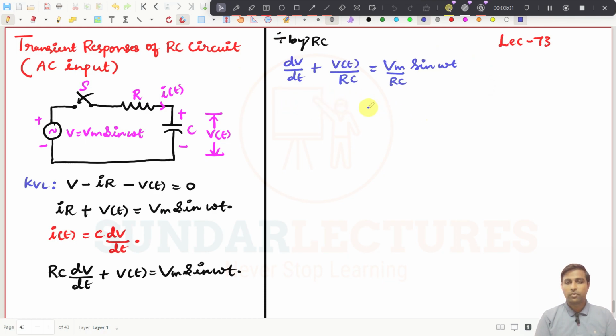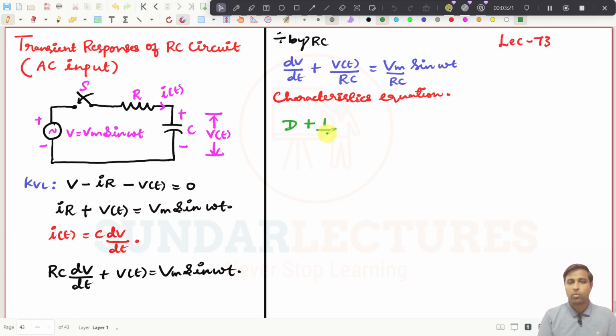Now if you want to find the characteristic equation, you have to take the differential equation and equate it to 0. So this derivative, you just write it as d, and then plus, this is a constant with no derivatives, so it will be 1 by RC, and that should be equal to 0. Using this expression, what you will get is d equal to minus 1 divided by RC, and we have found this. This is actually a first order differential equation.